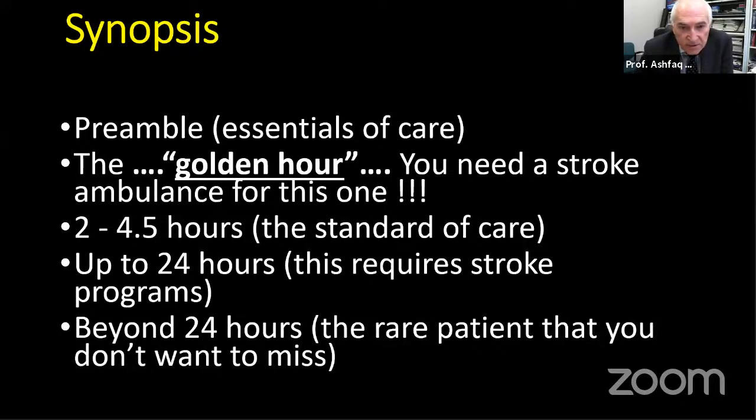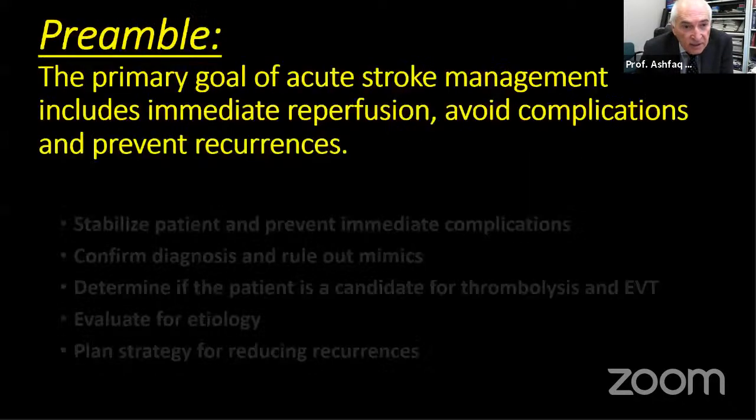So that's my synopsis. And I'll start off with the following preamble. It is important that the primary goal, whenever you see a patient in the emergency department, you have to think of a few things. The very first thing is: is this patient a candidate for reperfusion therapy? In other words, do they have an occlusion and do they have good tissue that you can preserve and reverse injury? And for that, imaging is really important.